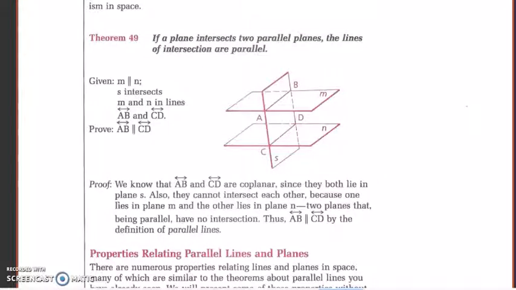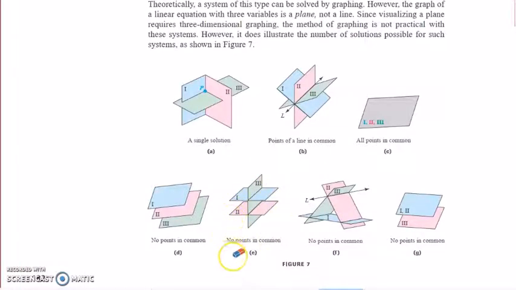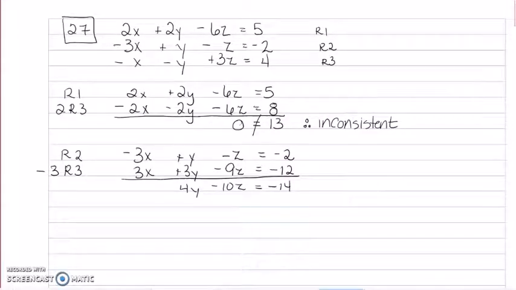The system that we just solved algebraically might remind you of the theorem that we learned in 6.3, which read, if a plane intersects two parallel planes, the lines of intersection are parallel. So hopefully that image jumped in your mind, which is like example E here, and is a visual representation of problem number 27. I'm going to move forward to problem number 33 from our textbook.